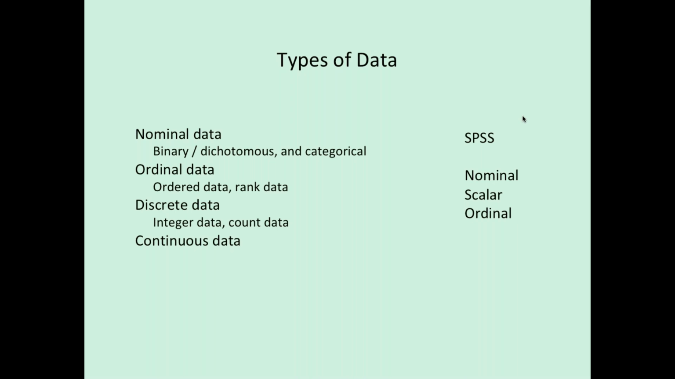For instance, number of siblings, right? You have 4 siblings, you have 3 siblings, you have 7 siblings, and so on. Okay, so we have that kind of data as well.